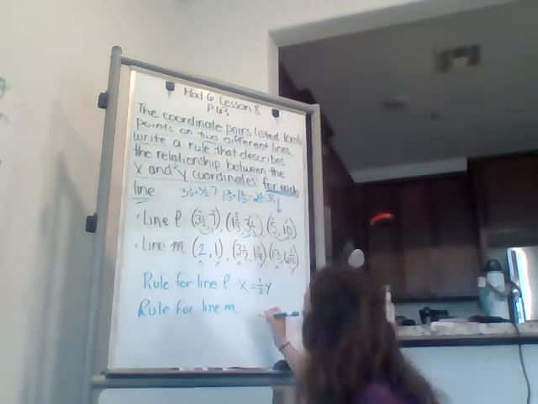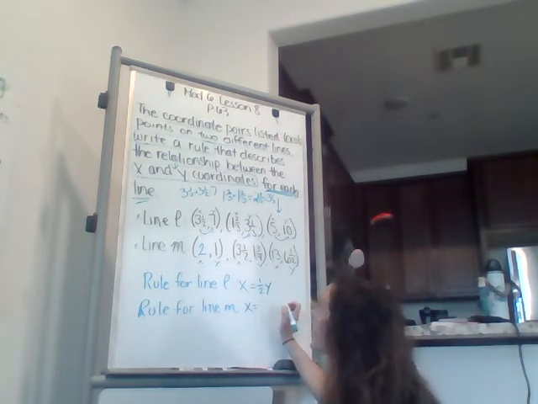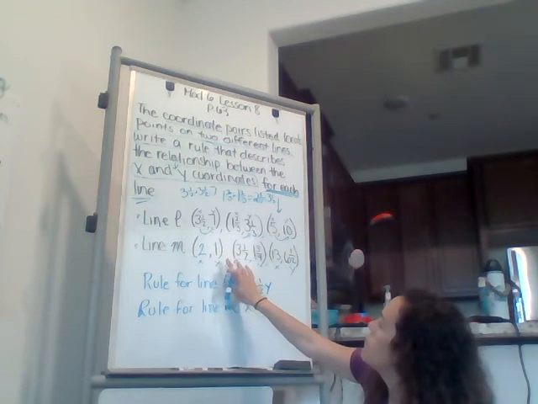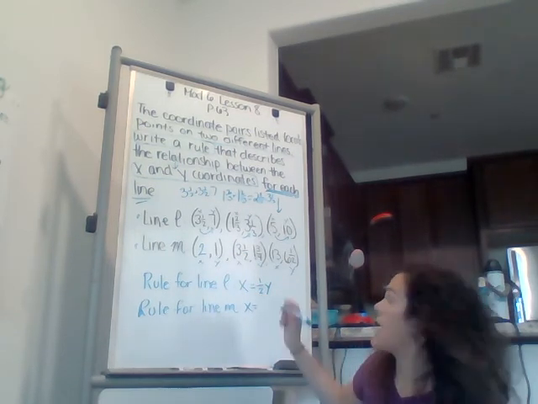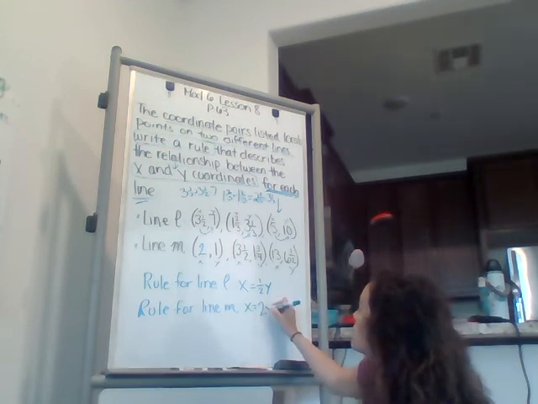We're gonna start with X equals again. X equals, what do we need to do with Y to make X? We need to multiply it by 2. So X equals 2Y.